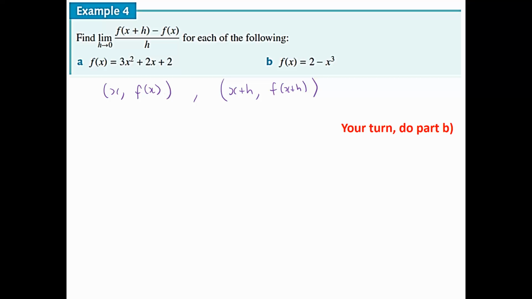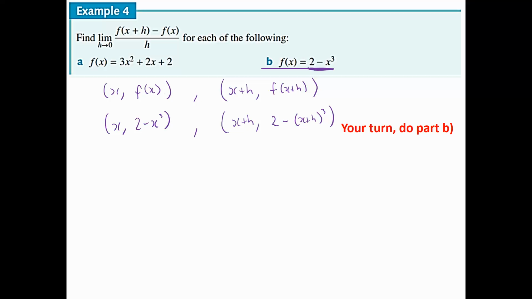If I replace that, this is x. The next one is 2 minus x cubed, because that's what f of x is. My second coordinate would then be x plus h, that's my x value. Then f of x plus h would be 2 minus (x plus h) cubed. Have I confused anyone? I'm just saying it's my first x value. How do I find my y value? As we said before, sub it into the function. So if I put x in here, then I get 2 minus x cubed at my x1, y1.